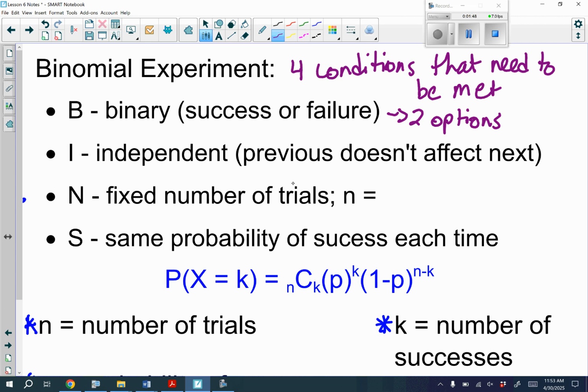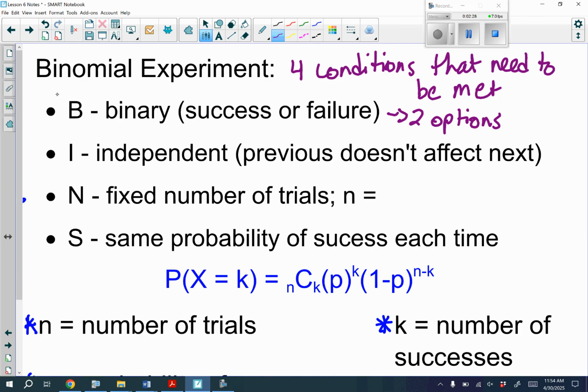N means there's a fixed number of trials. Okay, so what we did for the penalty kicks, there was a fixed number of trials. They only had 5 kicks to do total. So our N value for that was 5. Lastly, S means same probability of success each time. So in our penalty kicks example, each success was 70%. So it was 70% of getting the penalty kick, and that stayed the same the entire time. It did not change. So if all 4 of these conditions are met, that means an experiment is a binomial experiment.